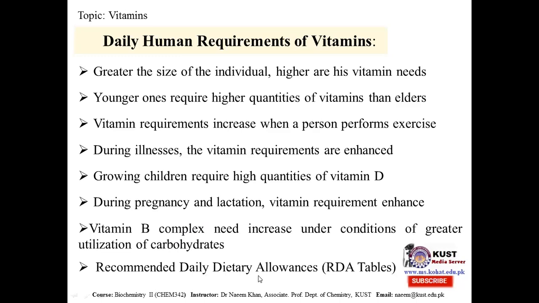What are the daily dietary requirements, dietary allowances? Recommended daily dietary allowances. There are different tables developed by different organizations, and they have reported the daily requirement of each vitamin for the individual. They are called RDA tables. For example, the Food and Nutrition Board of the United States has established a complete table, and they have mentioned the amount of each vitamin required by each individual, that is varying with the age and varying with the different stages of the life of the individual.